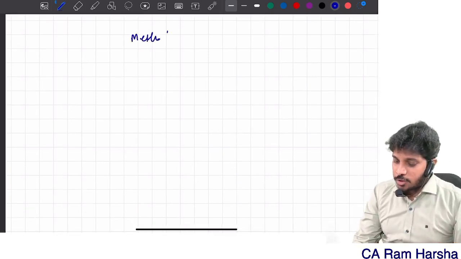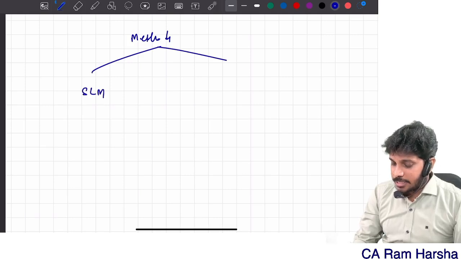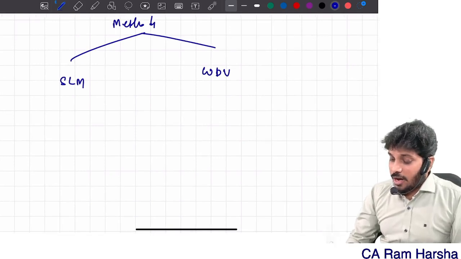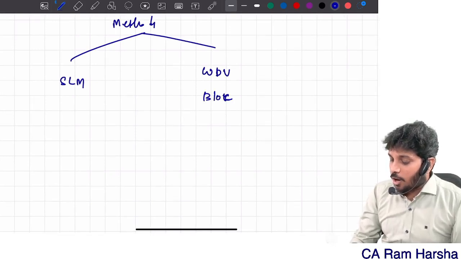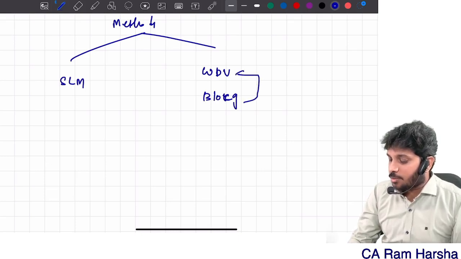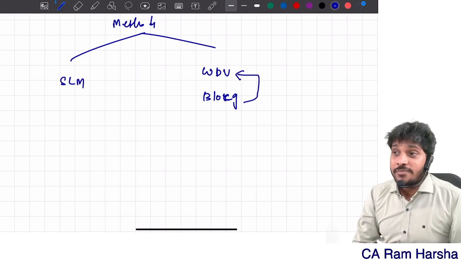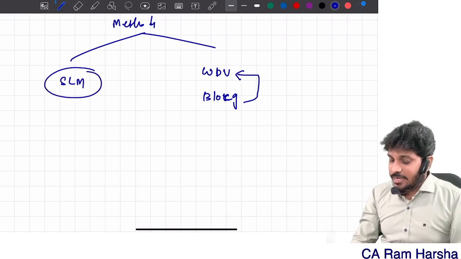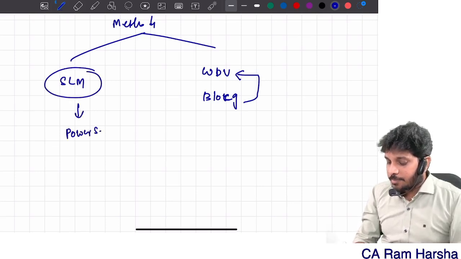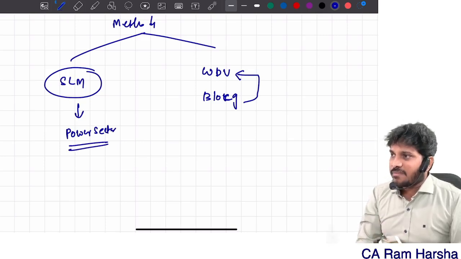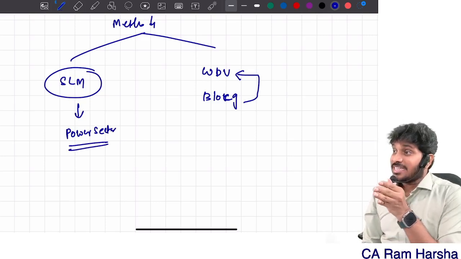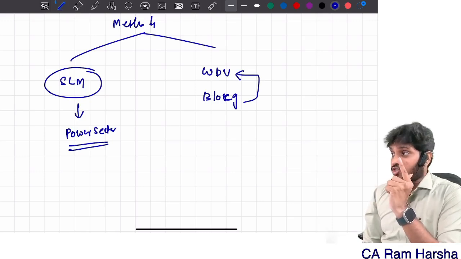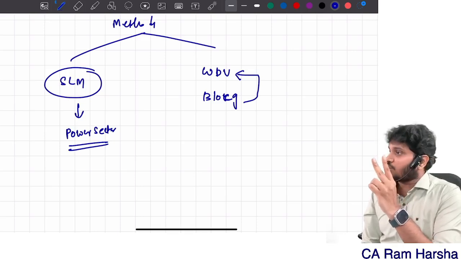We have two methods of depreciation under income tax. One is SLM method, another one is WDV method. You know, I told you block of asset, right? Block of asset approach is applicable only under WDV method. SLM is available only for power sector. Power sector means what? A company which is engaged in generation of power, or generation, storage and distribution of power, or distribution of power.